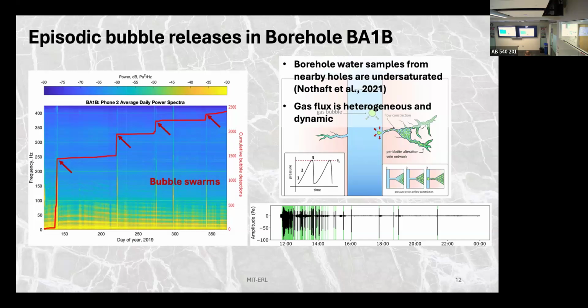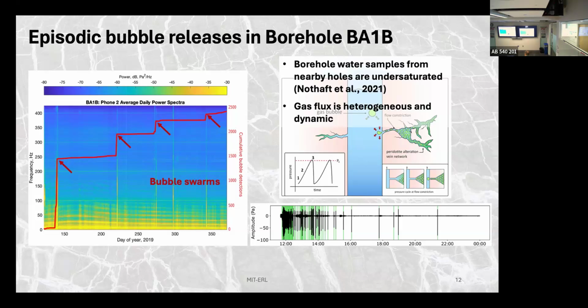So what's the type of drilling? Reverse circulation or diamond core? This specific borehole was core, BA1B. The other boreholes were drilled, but this specific borehole was cored. And it's a narrower borehole.